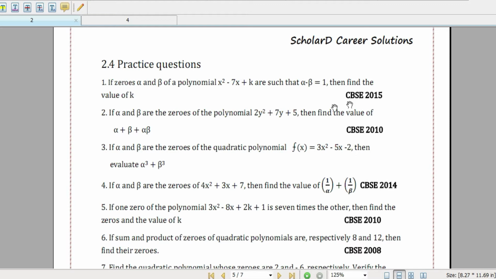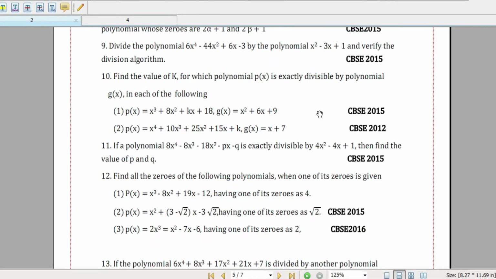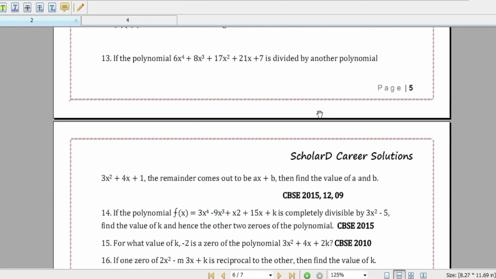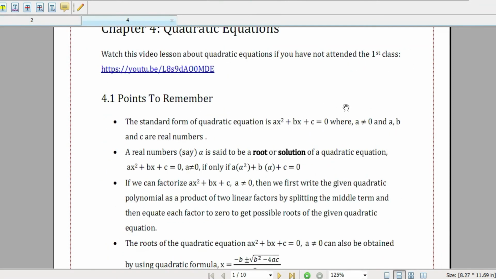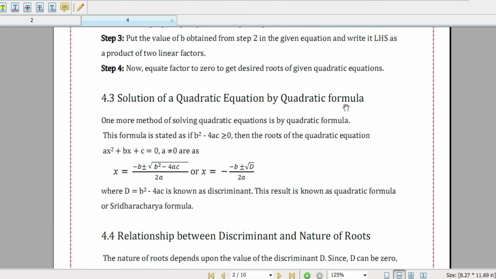And this is for the quadratic equations chapter. For this also, for each and every method the detailed steps are given, and then some example questions with problems are shared with you already in the WhatsApp group.